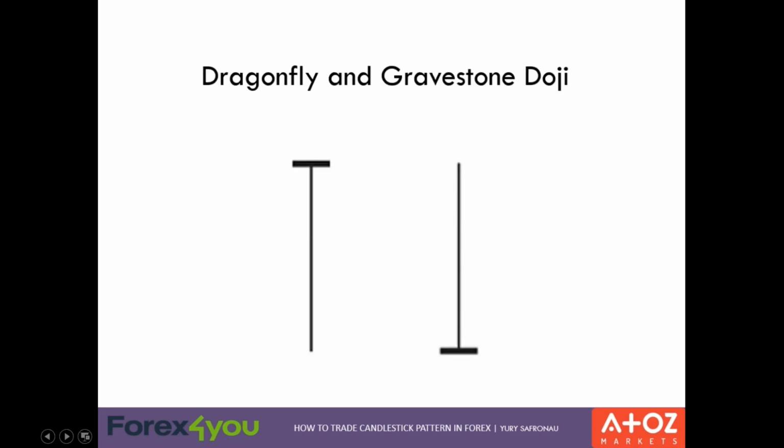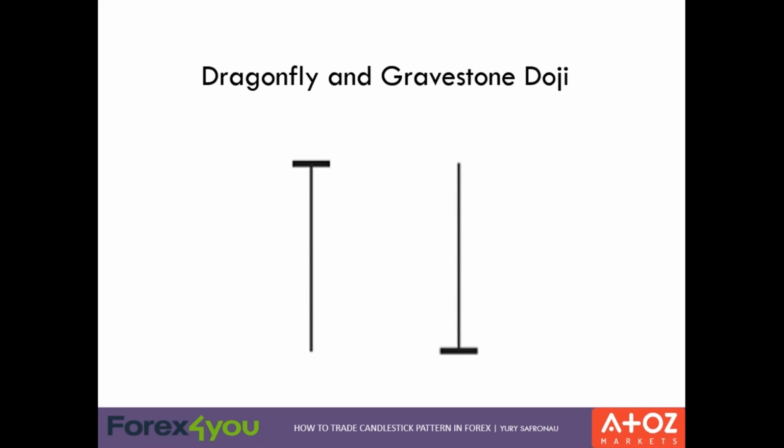The next slide shows you the Dragonfly and Gravestone Doji. Dragonfly Doji form when the open, high, and close are equal, and the low creates a long lower shadow. The resulting candlestick looks like a letter T with a long lower shadow and no upper shadow. Dragonfly Doji indicates that sellers dominated trading and drove prices lower during the session. By the end of the session, buyers resurfaced and pushed prices back to the opening level and the session high.